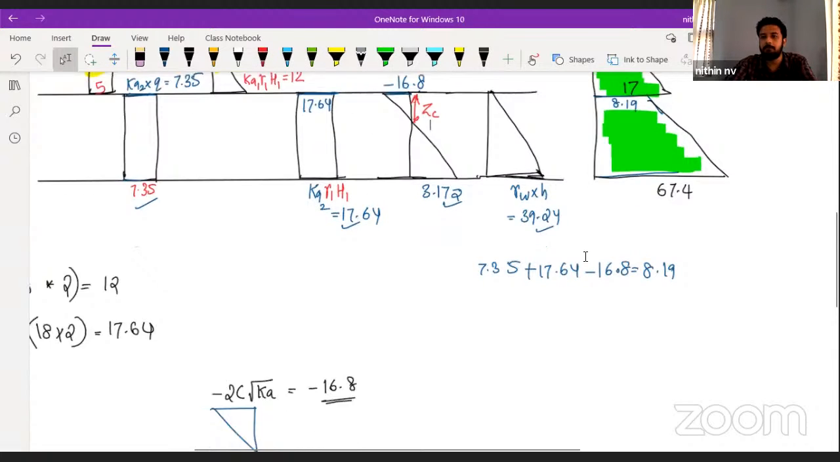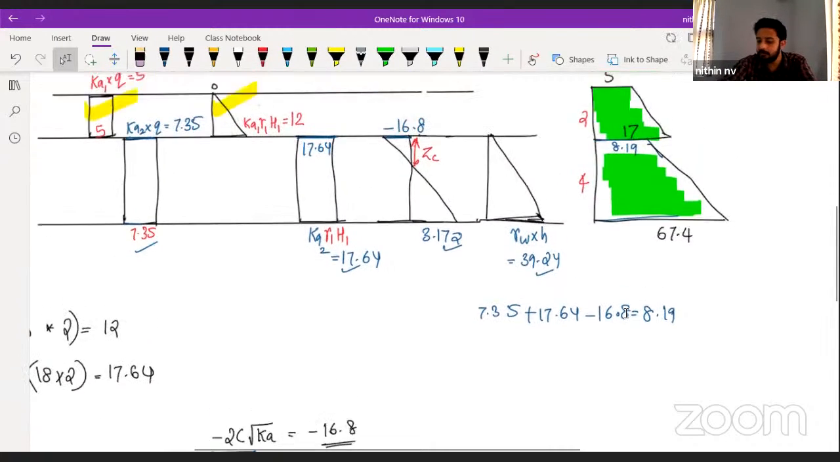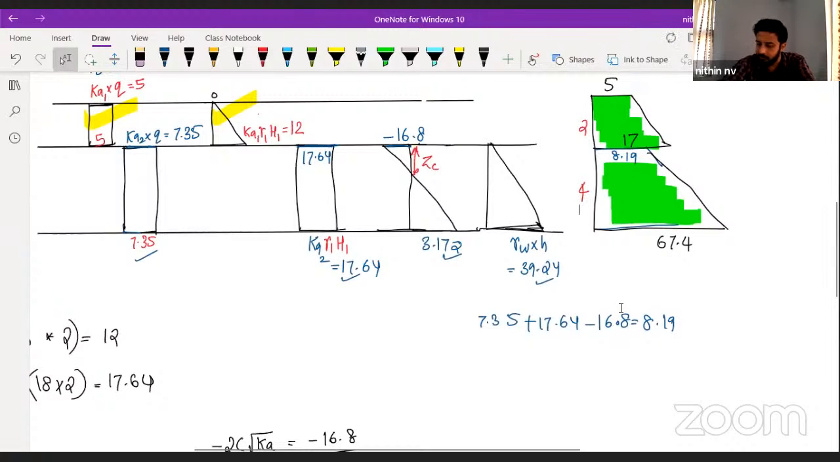So (5.17 plus 8.19) by 2 into 2, plus (8.19 plus 67.4) by 2 into 4. We are getting 2 individual shapes, and we can easily calculate it. Two polygons we are getting. Yes, very good, Pushbu. All are getting 67.4.